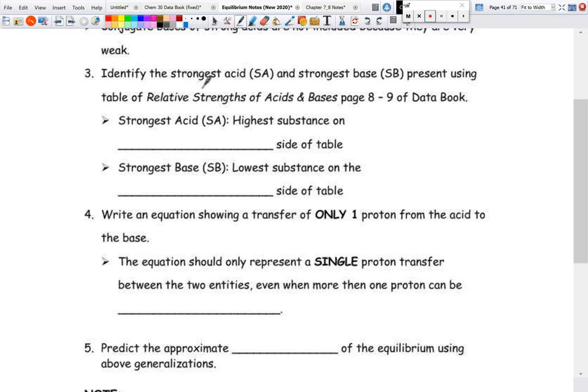Next, once we list everything as acid or base, we're going to identify our strongest acid by SA and our strongest base, SB, present, using our table of relative strength in our data booklet. Now, how we treat strong acids and bases is the same way we treated the oxidizing agents and reducing agents in electrochem. That means our strongest acid is the substance on the top left of our table, and our strongest base is going to be the lowest substance on the bottom right side of the table.